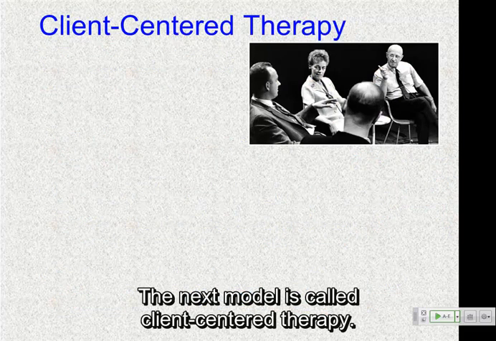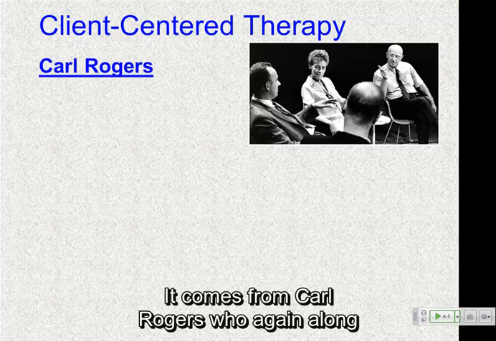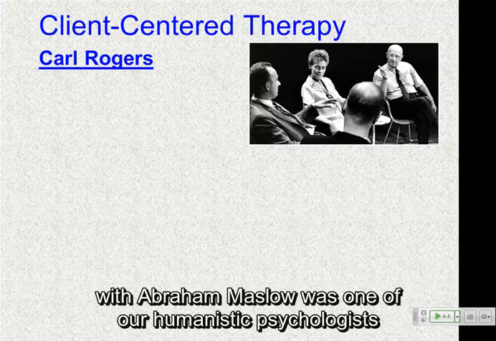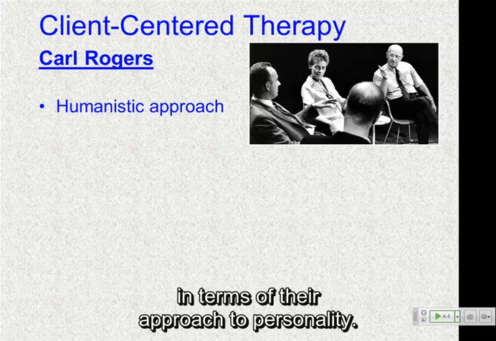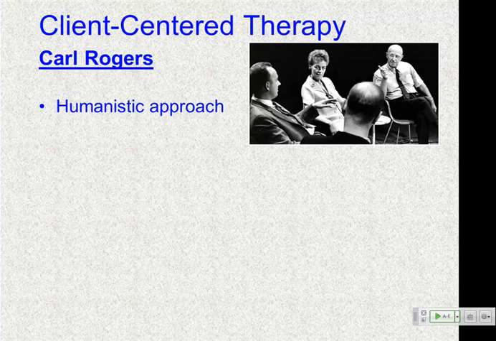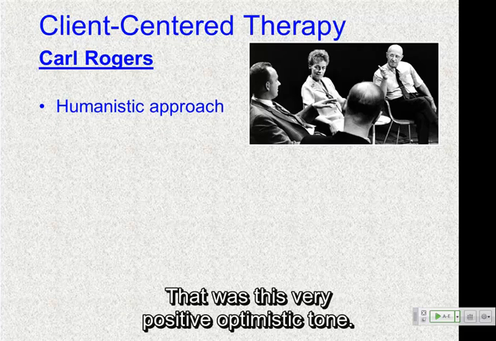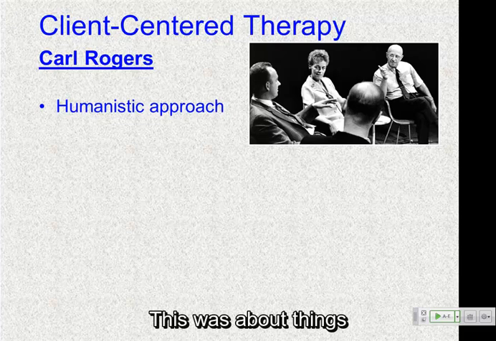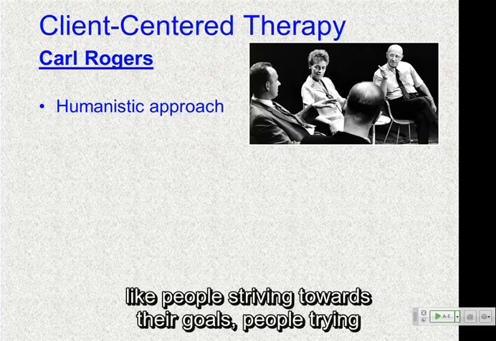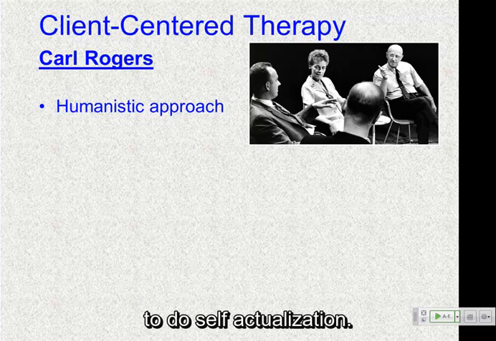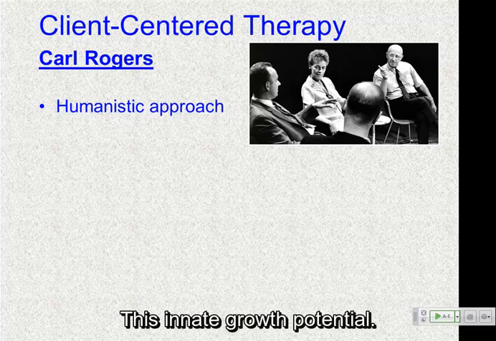The next model is called client-centered therapy. It comes from Carl Rogers, who, again, along with Abraham Maslow, was one of our humanistic psychologists, right? In terms of their approach to personality, they took a humanistic approach. Remember, that was really different from Freud, right? That was this very positive, optimistic tone, right? This was about things like people striving towards their goals, people trying to do self-actualization, this innate growth potential.